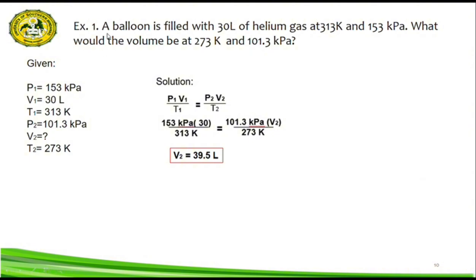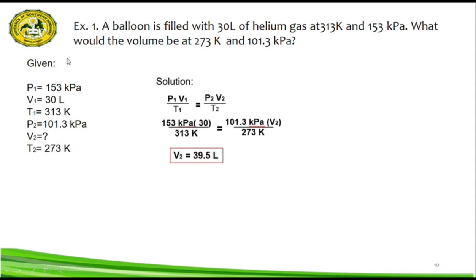Example number 1. A balloon is filled with 30 liters of helium gas at 313 Kelvin and 153 kilopascal. What would be the volume? Here we're going to find the volume at 273 Kelvin and 101.3 kilopascal. So the volume that we're going to determine here is the final volume.